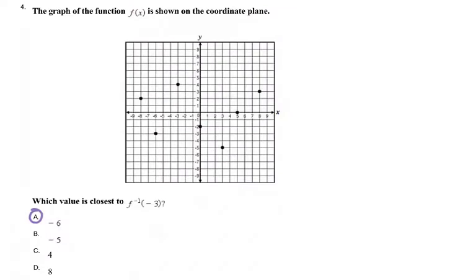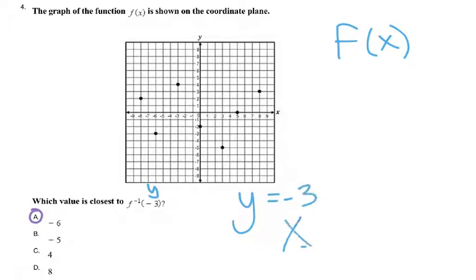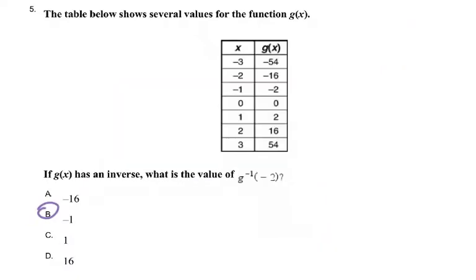Number 4, which value is closest to f to the negative 1? Remember, that's the inverse of a function. If it was a regular function, the number in the parentheses would be x, but because we're talking about an inverse, and because x and y switch, we're saying y is equal to negative 3, so what is x? You look on the graph, and which is the only one that would have a y-coordinate of negative 3? It would be that point right there. When y is negative 3, x is negative 6. So the answer is A.